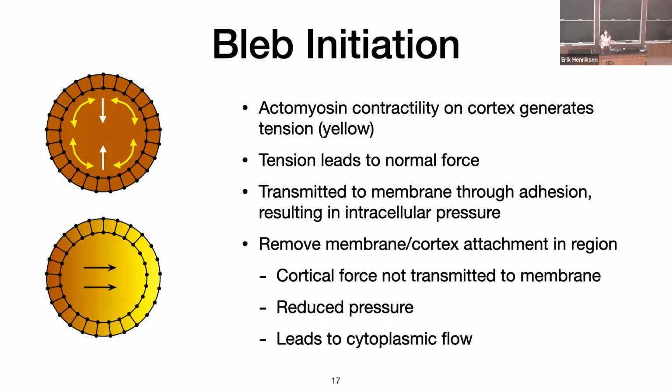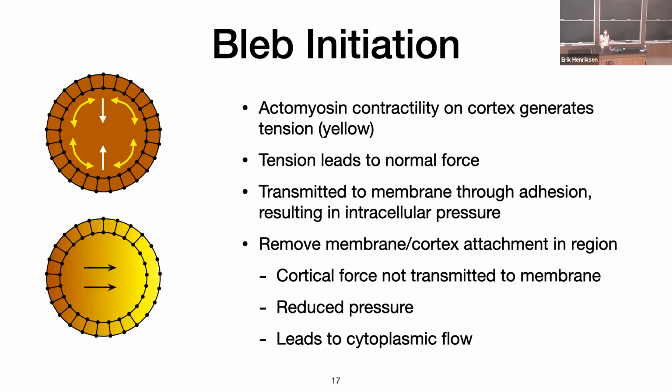And so the idea here is that if you are just a quiescent cell, and these cells that I'm thinking of are more like the movie of the cortical ablation. So they're round and then you punch a hole in the cortex and then it expands. So there's actomyosin contractility on the cortex, which is transmitted to the membrane through adhesion. These yellow arrows denote tension. The white arrows are the normal forces as a result of that tension.